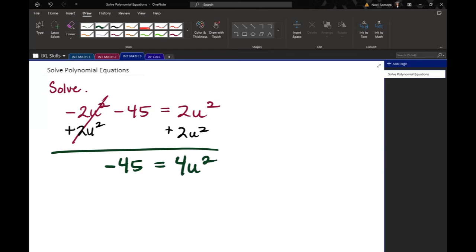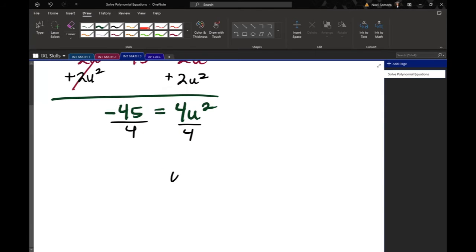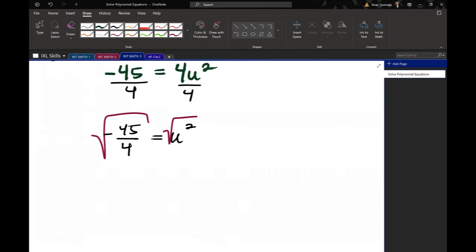All right, so the goal is always to isolate the variable. So what we need to do is divide both sides by 4. So now we're left with u squared is equal to negative 45 all over 4. Okay, so we know that in order to eliminate the power of 2, we need to apply the square root. So we're going to square root both sides here. Okay, so we know that the square and the square root are inverses, that allows us to bring down u.